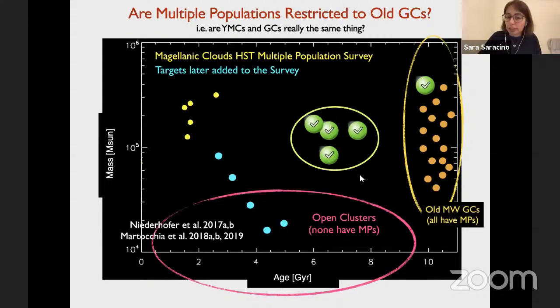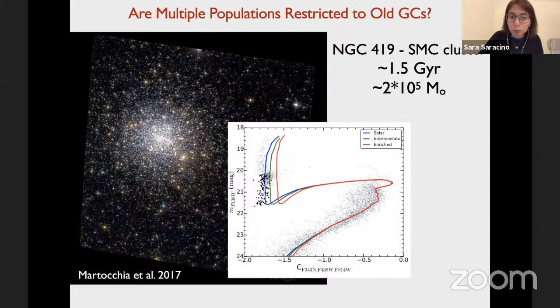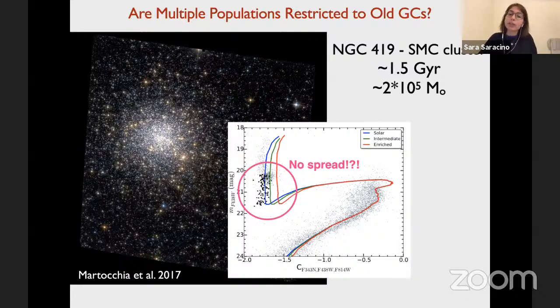and we were quite sure that we were going to find multiple populations everywhere. But this was not the case, and I can tell you this story because we next wanted to look at NGC 419, and we were very, very surprised. This is a 1.5 gigayear-old cluster, still quite massive, but we realized that actually we couldn't find any evidence for the presence of multiple populations here. So we were quite disappointed. We were quite surprised, but this was the result.